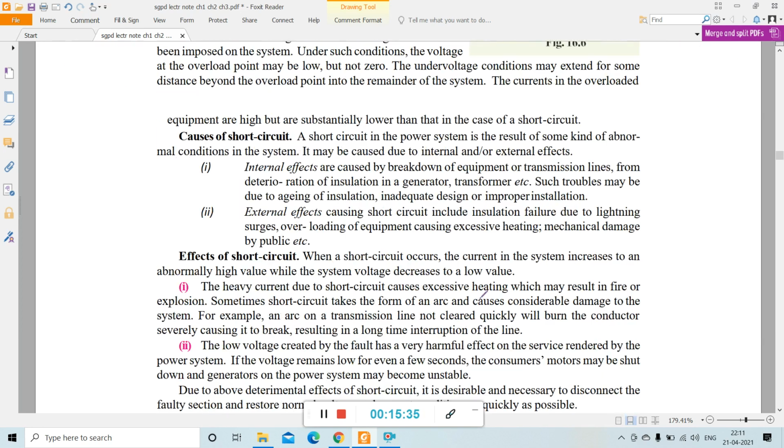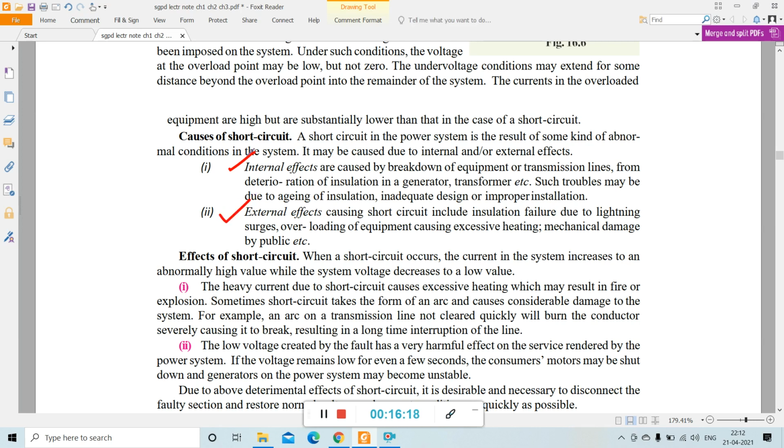Okay, so now the causes of short circuit. The causes may be internal and external effects. What are the internal effects? Internal effects are caused by breakdown of equipment or transmission lines, or deterioration of insulation in a generator or transformer, etc. Such troubles may be due to aging of insulation, inadequate design, or improper installation. And what are the external effects causing short circuit? They include insulation failure due to lightning surge, overloading of equipment causing excessive heating, mechanical damage by public, etc. So these are the internal and external effects.